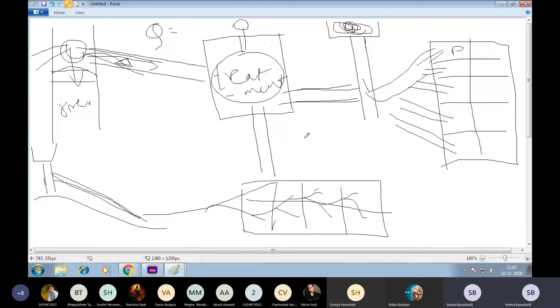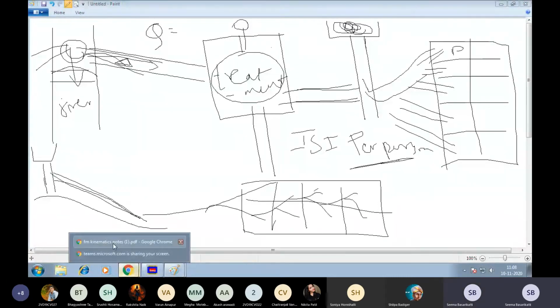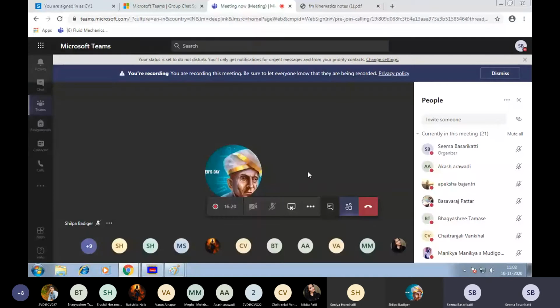So in India, as per ISI standard, what is the consumption of water per person? What is the consumption of water per person in India as per ISI standard? Can anybody tell me?